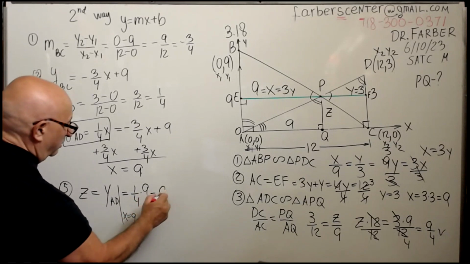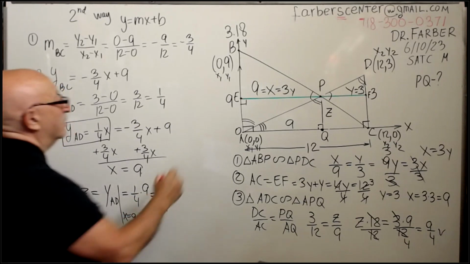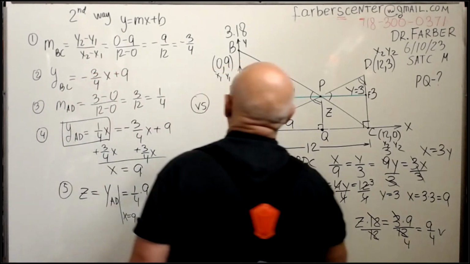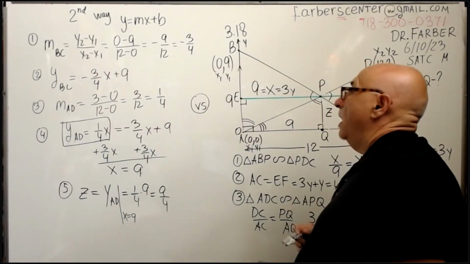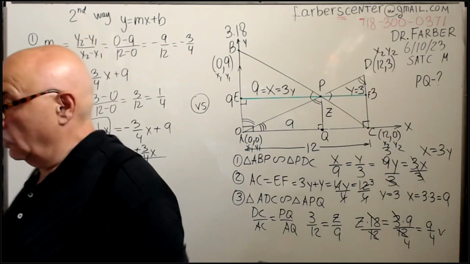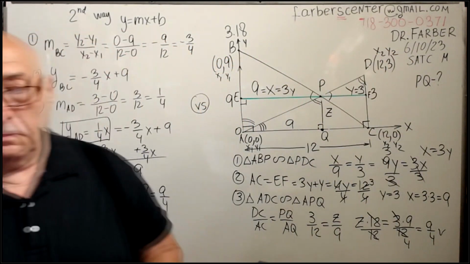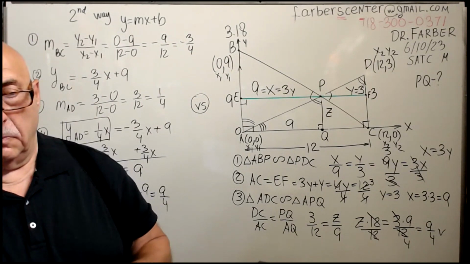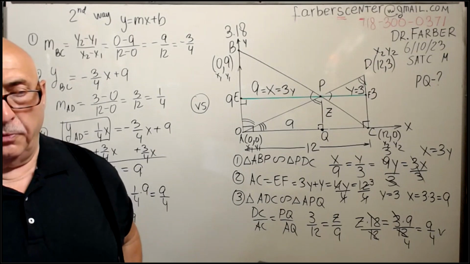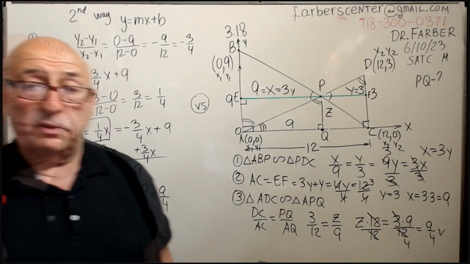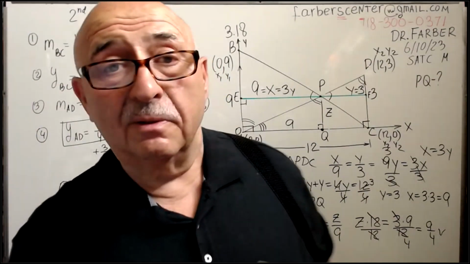So when x equals 9, it would be 9/4. Now compare these two different solutions. This is pure geometrical, and this is pure analytical geometry. Who prefers the first one? Put your hands down. Who prefers the second one? Good idea to know both.